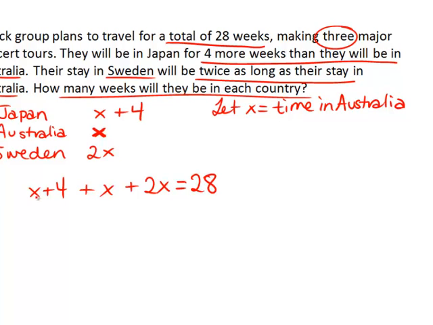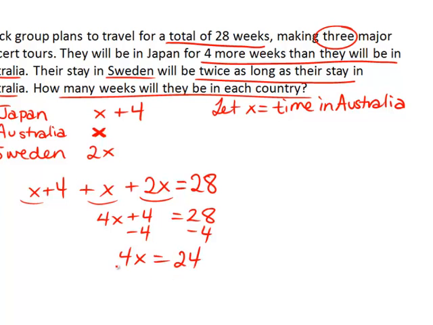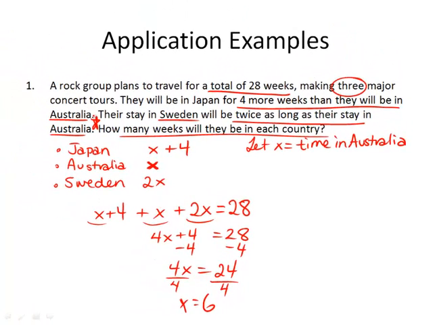Now we can solve that. We got 1x, 2x, 3, and 4 x's plus 4 is equal to 28. Subtract the 4, you got 4x is equal to 24. Divide by 4, you get x equals 6. Now that's not quite our final answer. You have to always go back to the final sentence and check out what they mean. They want to know how many weeks will they be in each country.